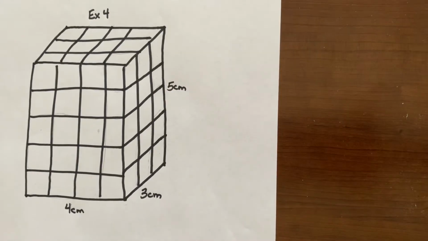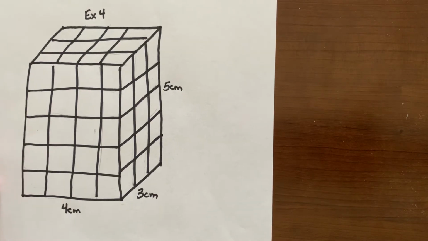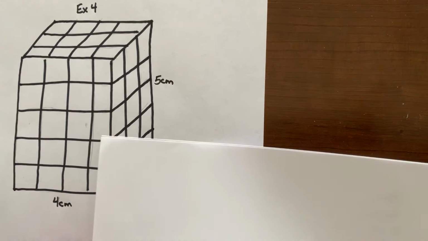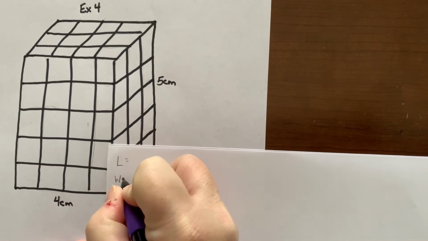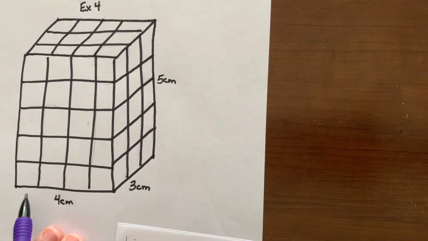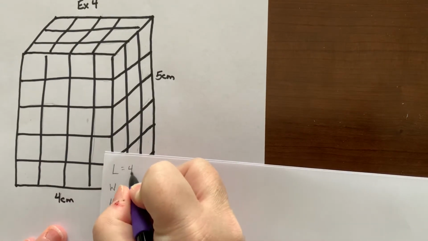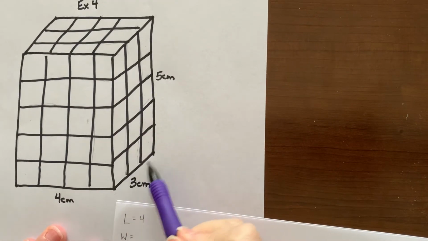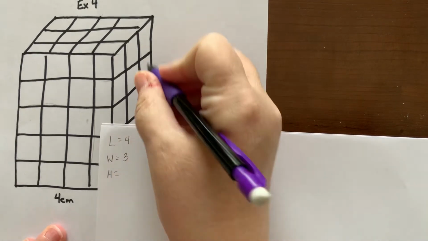So sometimes we're given a figure and it might not have the numbers attached to it, but it's just a matter of counting the cubes. This one happened to have both the numbers and the cubes. So I'm going to go ahead here and I'm going to identify my length and my width and my height. So I'm going to count this guy down here as my length of 4. And then I've got a width right here of 3. And I have a height of 5.